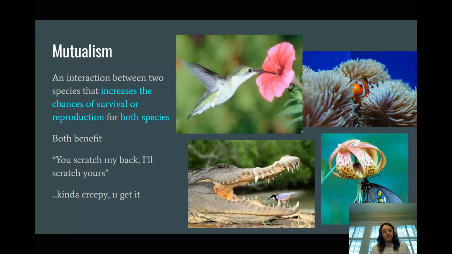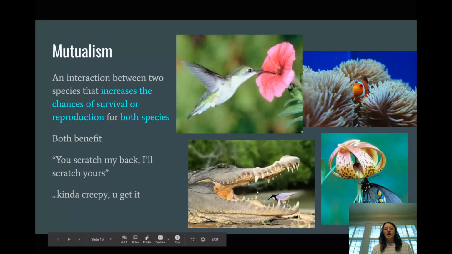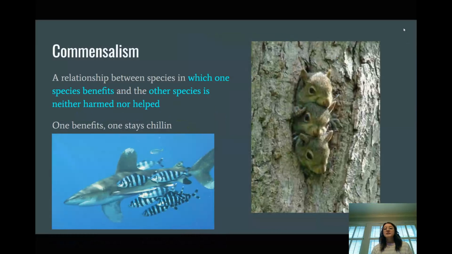Other examples, a lot of fish will have benefits. They'll live within coral reefs, and then they'll give benefits to that as well. Or like this bird species with this alligator, you'll see this sometimes. And so really what you have here is this bird that's benefiting, and the alligator is going to be benefiting as well. Our last symbiotic relationship is going to be commensalism.